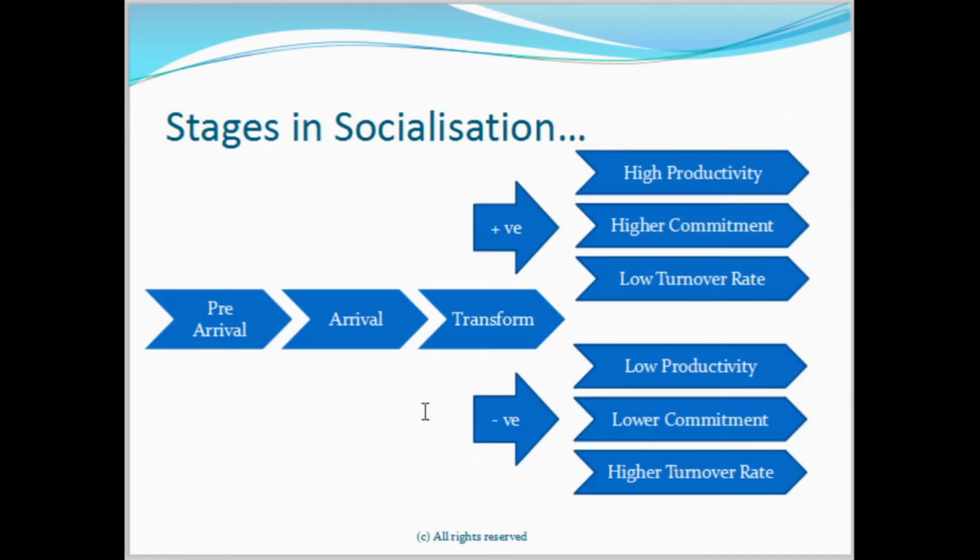Now let's understand the stages in socialization. Broadly, whenever we talk about the stages in socialization, we refer to 3 stages. The first one is the pre-arrival stage, the second is the arrival stage, and the third one is the transformation stage. The transformation can be seen as positive or negative.